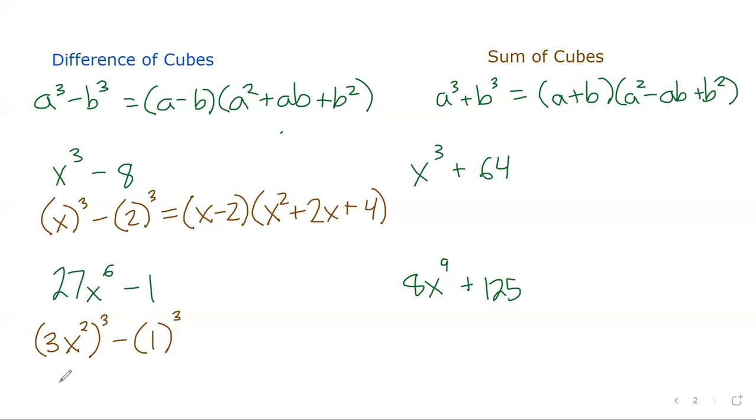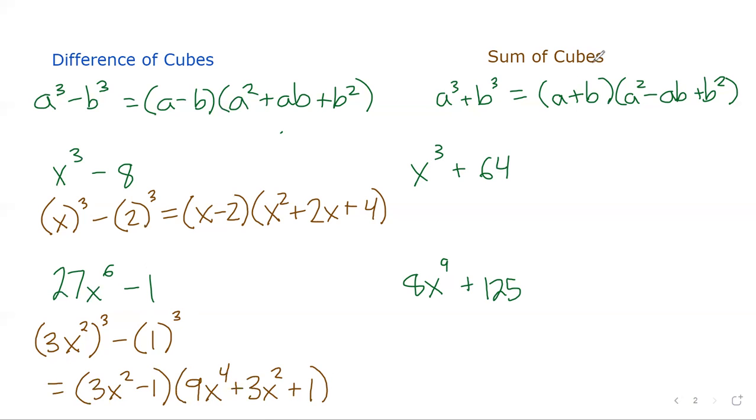So we've got a minus b, so 3x squared minus 1, times a squared, this squared would be 9x to the 4th, plus a times b, plus 3x squared, plus b squared, or plus 1 squared, which is just 1. And that would be the factored version of this.